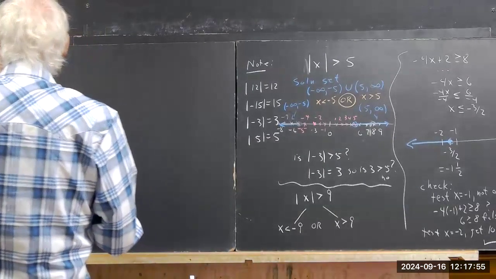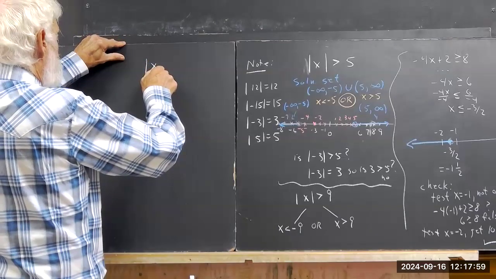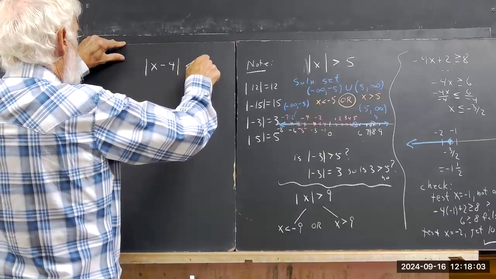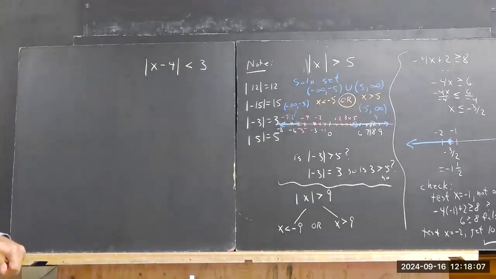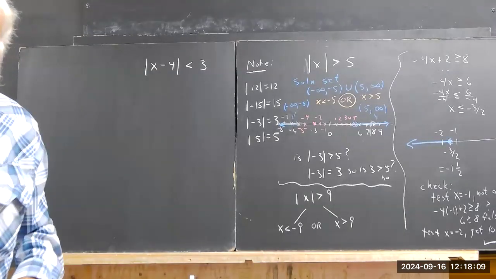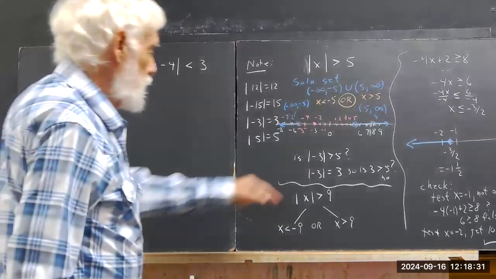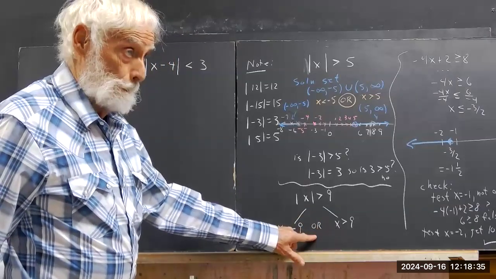Okay, let's take another one. Let's take absolute value of x minus 4 less than 3. We're short on time, so I'm going to tell you: if it's greater than, it breaks into two inequalities with an or.